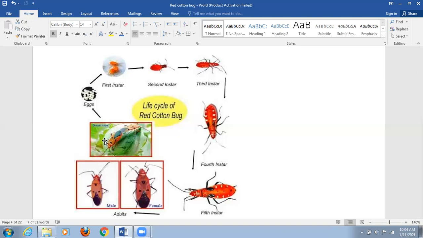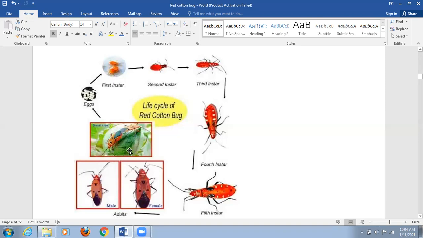So we'll discuss a few more points about the life cycle. In the winter, the life of the adult is about 3 months, and in the summer season, that life span varies. This pest breeds on the cotton. You can clearly see here, their breeding takes place on the cotton from August to November.